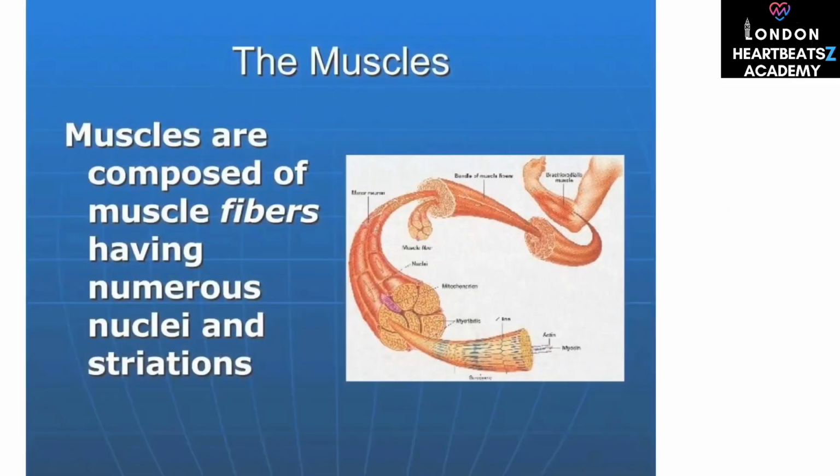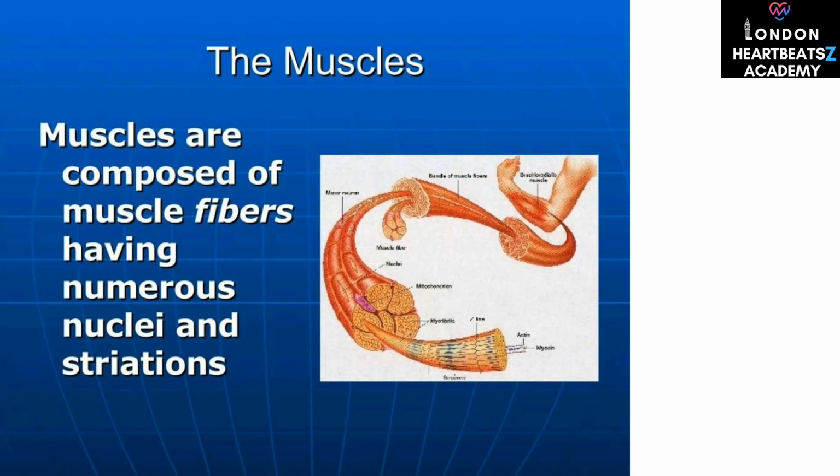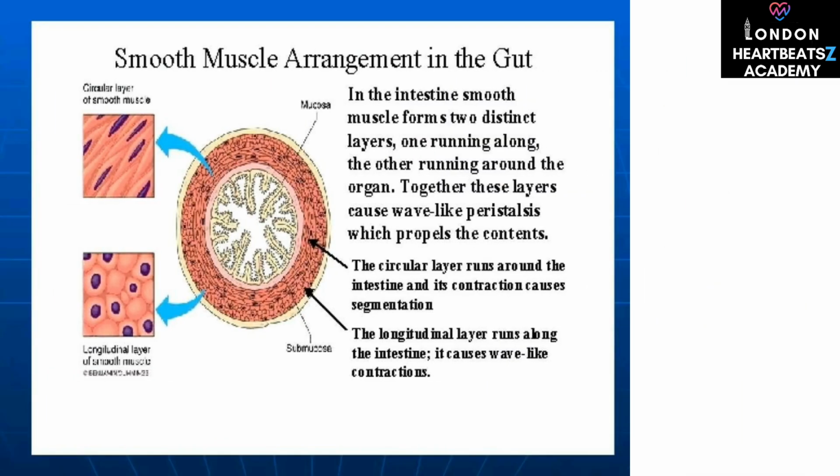There are 3 types of muscles in our body: voluntary skeletal muscle, involuntary cardiac muscle, and involuntary visceral smooth muscle. Muscles are composed of muscle fibers, which have numerous nuclei and striations, as illustrated here. In the intestine, smooth muscle forms 2 distinct layers that run along and around the organ. These layers create wave-like peristalsis, which propels the content.